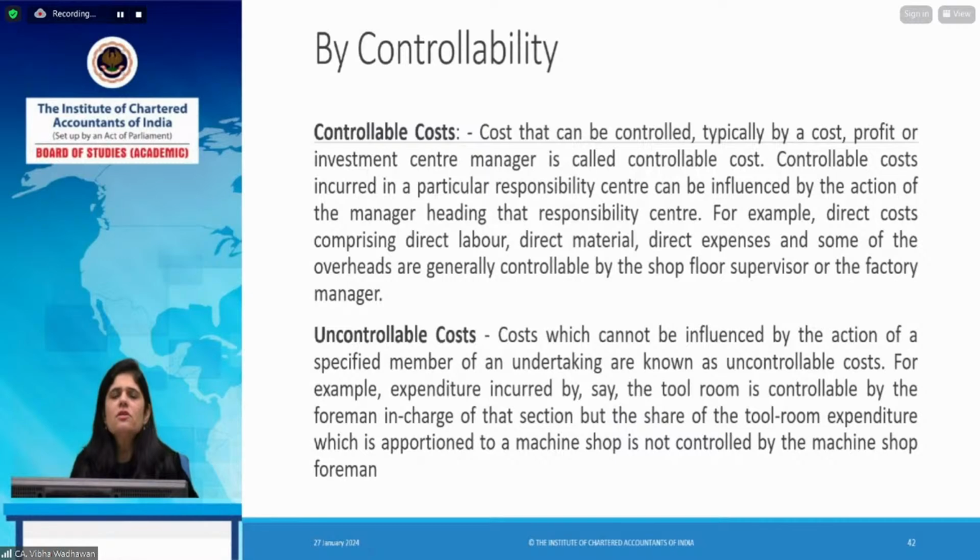Clear? So otherwise no cost is uncontrollable. In the long run, we can control every cost. But immediately, the department manager only can control his own department cost. He cannot control the outside department or external department or organizational cost. Clear? So that way it is controllable and uncontrollable. But otherwise, in the long run, every cost is controllable. Clear?